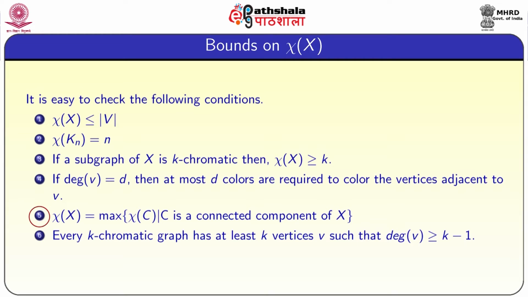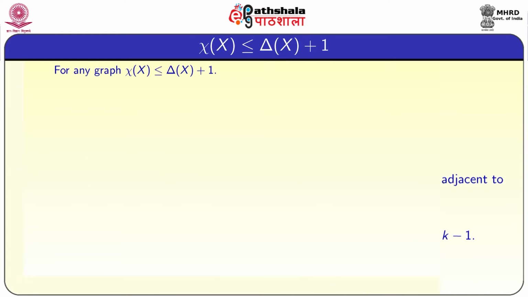The chromatic number of X is the maximum of the chromatic numbers of c, where c is a connected component of X. So, sometimes a graph may be disconnected. In that case, the chromatic number is equal to the maximum of the chromatic numbers of the connected components of X. Every k-chromatic graph has at least k vertices v such that the degree of v is greater than or equal to k minus 1.